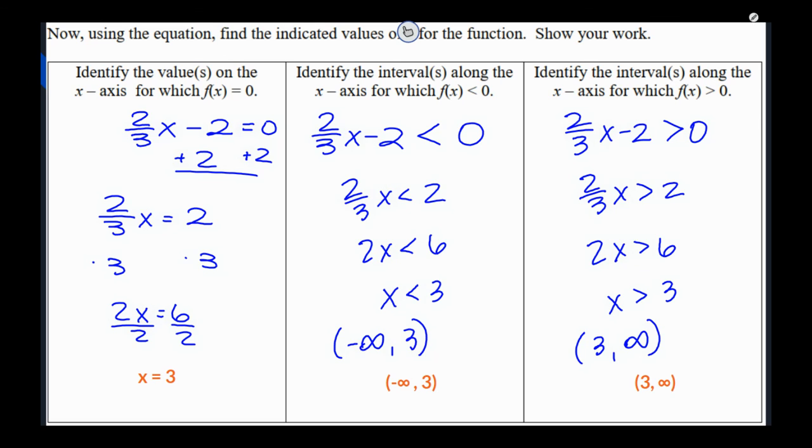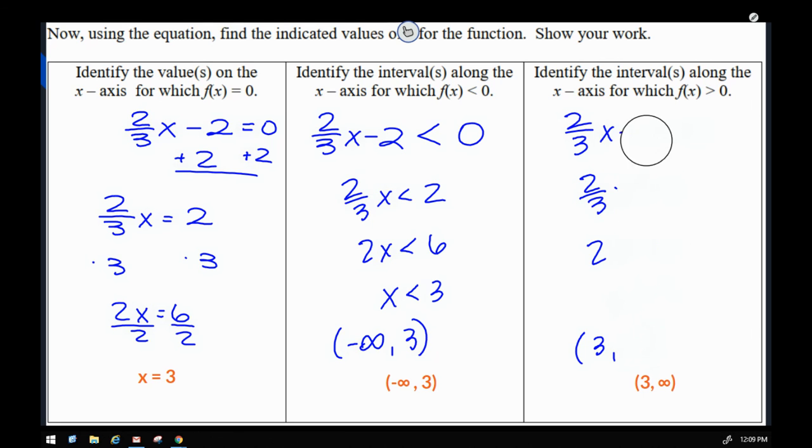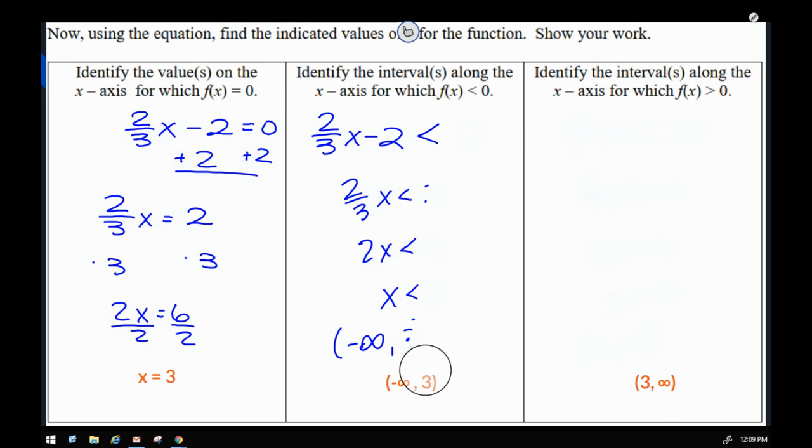Okay, so I'm gonna give you like 10 minutes to work through that next one for g of x. You can work with your neighbor if you want.